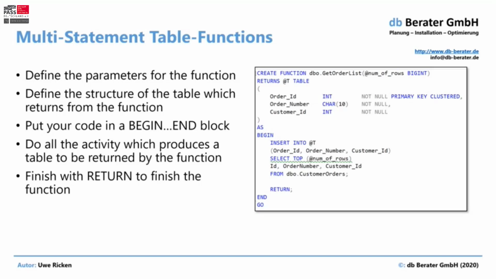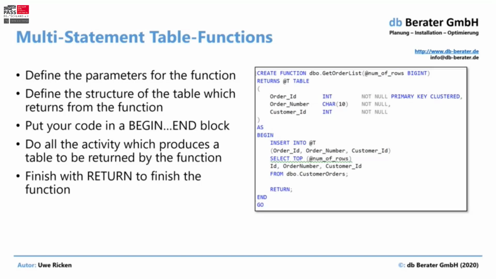You can index them, whatever you want. You can do it with the table variable. Whatever you can do with table variables, you can do with the definition of the return table of your multi-statement table function. Then you start, as with the scalar function, with a BEGIN and with an END block. That's a mandatory thing. And then you do all the activities which produce a table to be returned by the function.